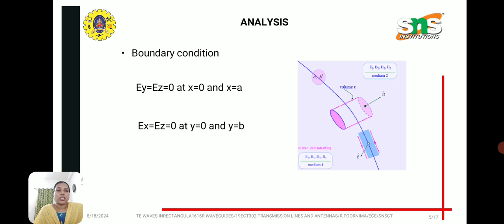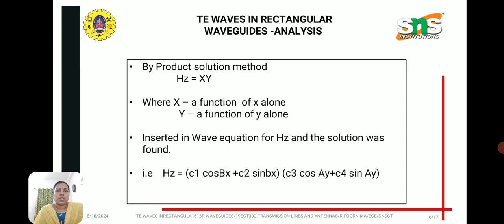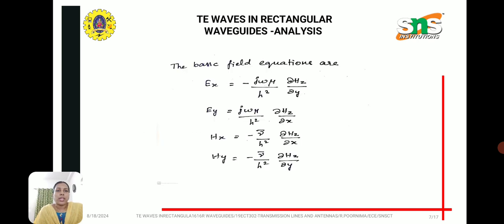The boundary conditions are the conditions that must be satisfied along the boundary between two different media. So here we substitute Ey and Ez equal to 0 at x equal to 0 and x equal to a, and the Ex component and Ez component equal to 0 at y equal to 0 and y equal to b. By applying these boundary conditions, we can solve for Hz. The basic field equations are given by Ex, Ey, Hx and Hy.